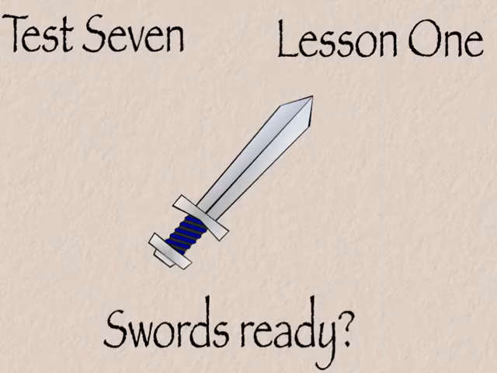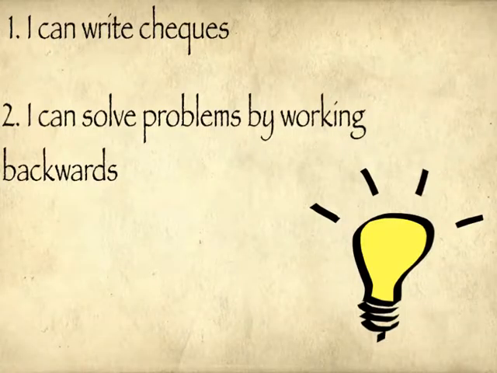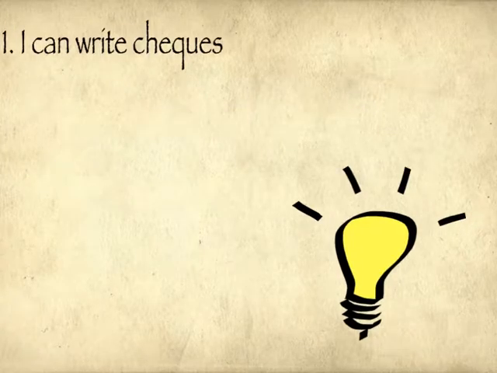And we are up to Test 7, Lesson 1. Swords ready, let's go. We have two objectives today. The first is to write checks, and the second is to solve problems by working backwards. So let's get started with writing some checks.